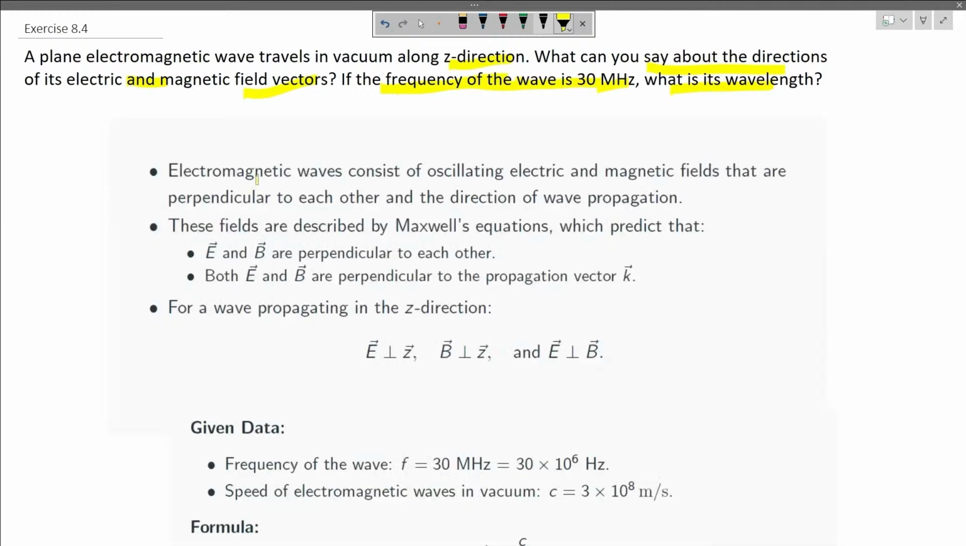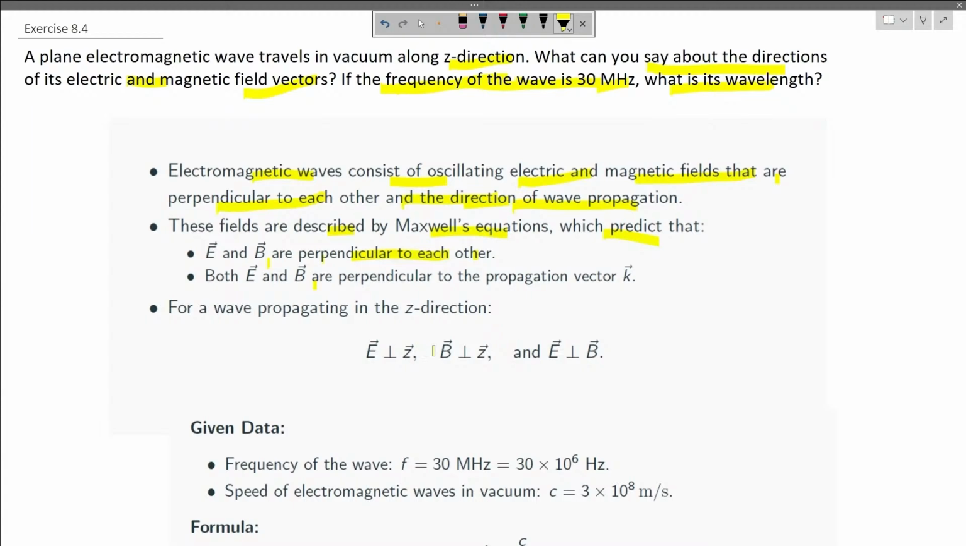Now we know that electromagnetic waves consist of oscillating electric and magnetic fields that are perpendicular to each other and to the direction of wave propagation. These fields are described by Maxwell's equations, which predict that E and B are perpendicular to each other. Both E and B are perpendicular to the propagation vector k, that is, the direction in which the wave is propagating, the z direction. So both E and B vectors are going to be perpendicular to the z axis or the k cap direction.